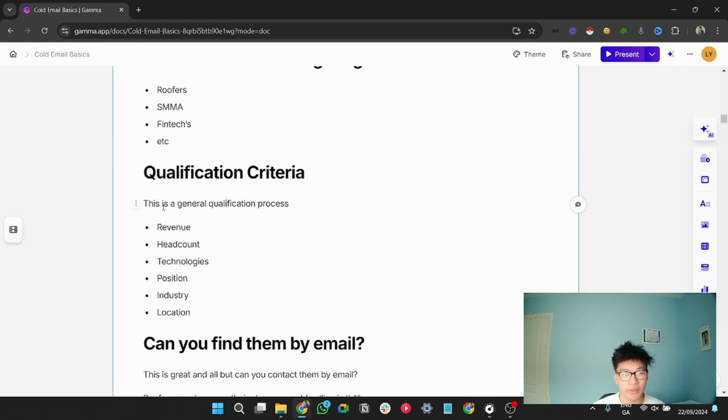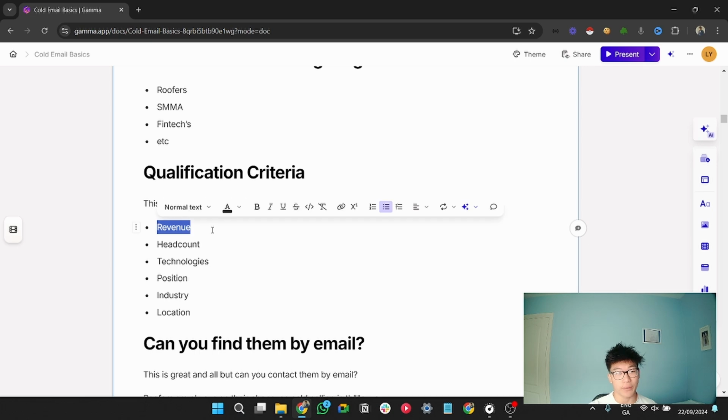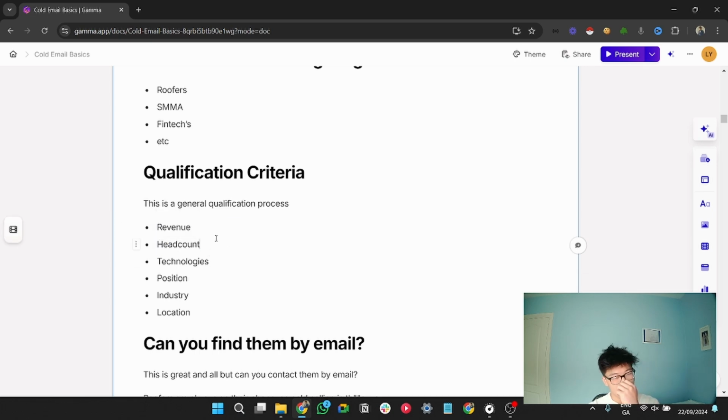Qualification criteria. This is a general qualification process. Revenue, headcount, technologies, position, industry, location. You can get pretty granular with this. This is just some high level stuff. So revenue for me is minimum 20K a month. Headcount, if you're doing 20K, I'd be looking at between 3 to about 15 people.